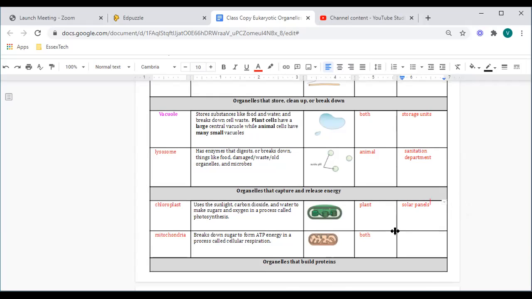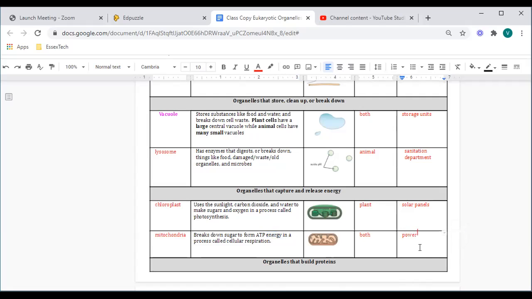All right, the mitochondria is in both plant and animal eukaryotic cells. They break down the sugar so that they can get ATP, which is energy from the sugars, in a process called cellular respiration. So, what in the city can help to provide energy?